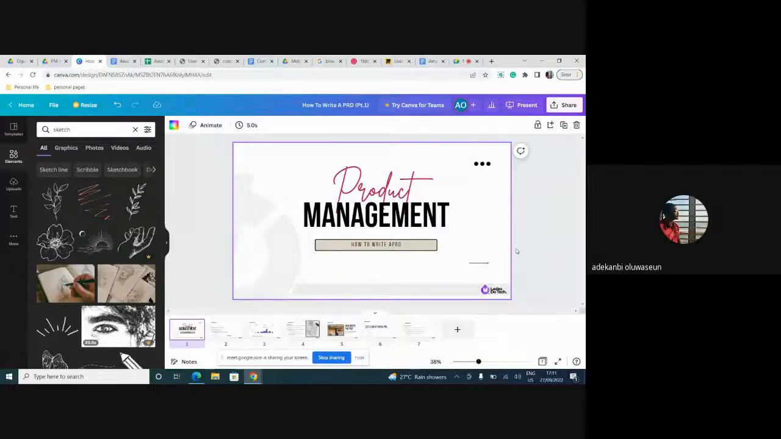Comfortable position. If you're in a noisy environment, try and look for a quiet environment where you'll be able to assimilate. We're actually going to be looking at a very critical topic in product management, right? So I think all you need for this class is a pen and a notepad, and be ready to listen. All right, so today we'll be looking at how to write a PRD, right?